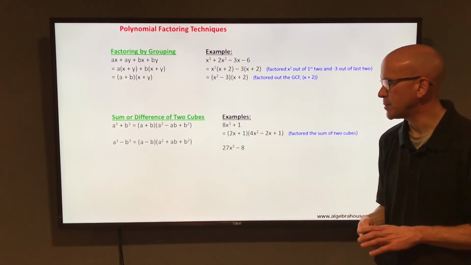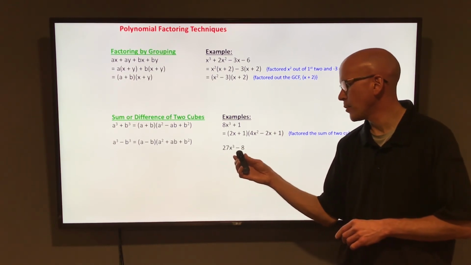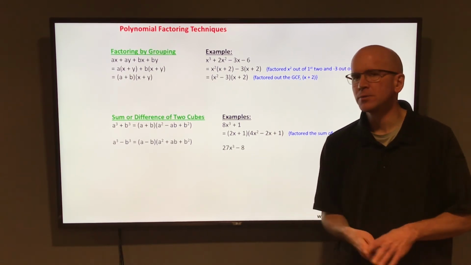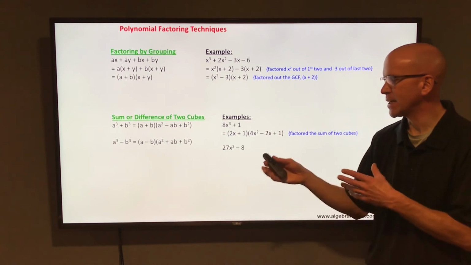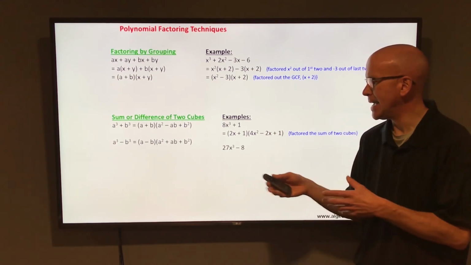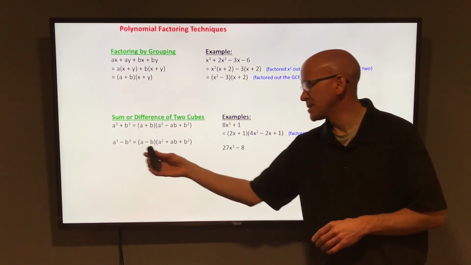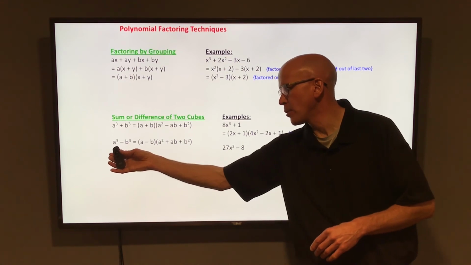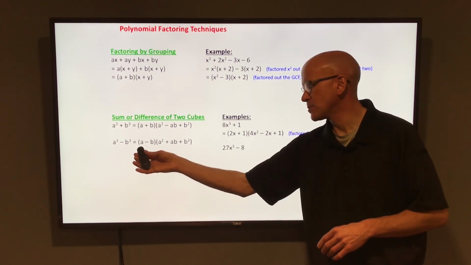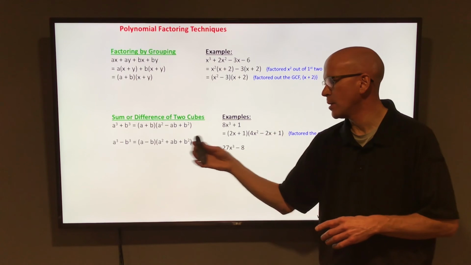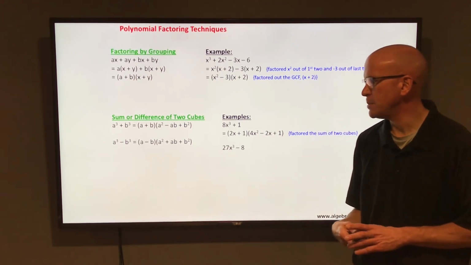Now for a difference of 2 cubes. 27x to the third minus 8. All of those are perfect cubes. So 27x to the third is a perfect cube, and 8 is a perfect cube. So that is a difference of 2 cubes. It's in the form of a to the third minus b to the third. That factors into a minus b times a squared plus ab plus b squared.